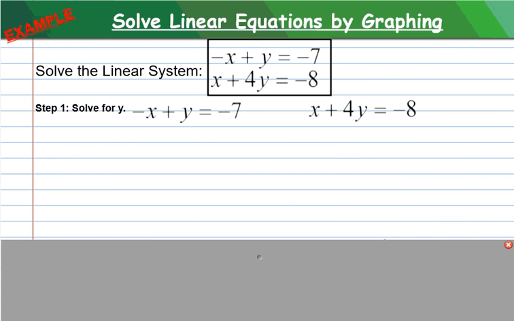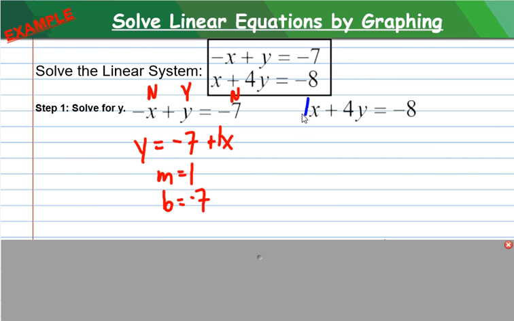I want to solve both equations for y so I can graph it. So if I solve for y, I've got not y variable, and not y variable. I need my not y's on the same side. So I add the x over to the other side. I get y equals negative 7 plus x. Here, my slope is 1. My y-intercept b is negative 7. That's where I'll start.